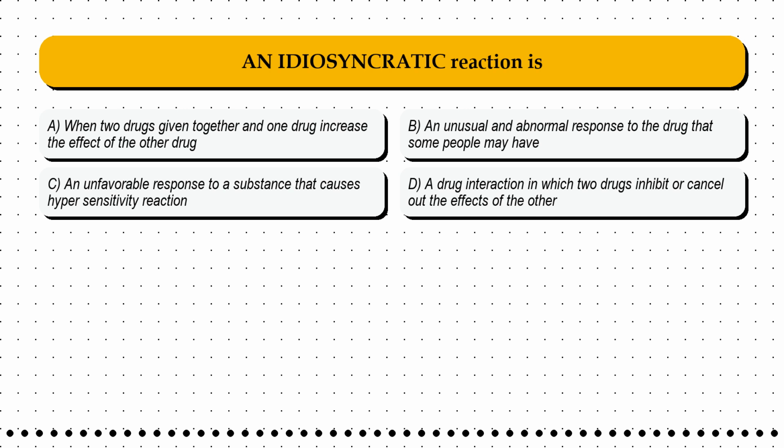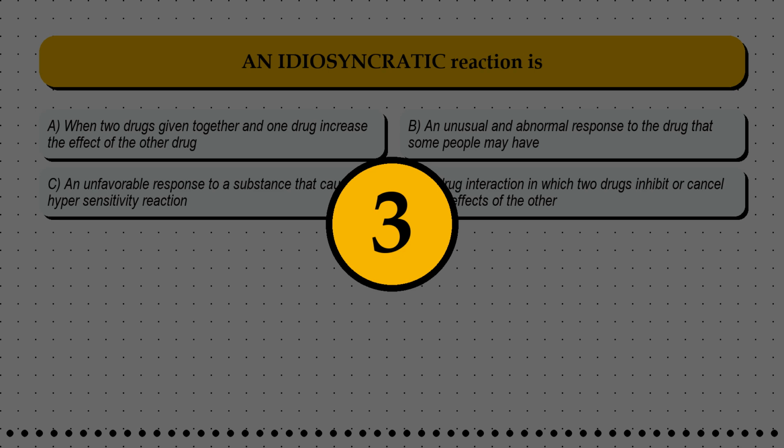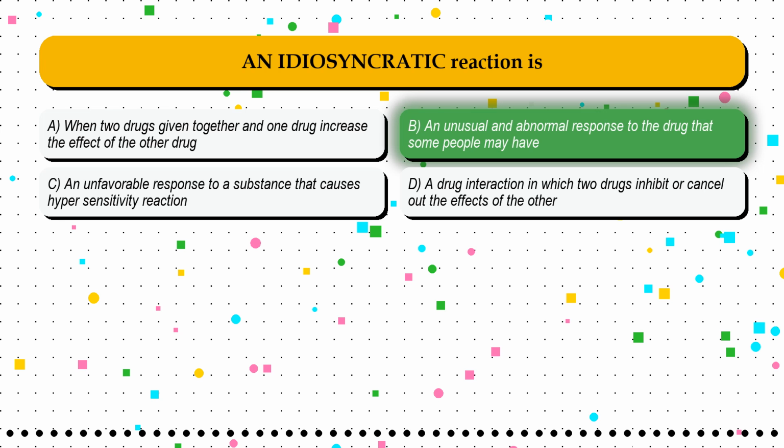the other drug. Option B, an unusual and abnormal response to the drug that some people may have. Option C, an unfavorable response to a substance that causes hypersensitivity reaction. Option D, a drug interaction in which two drugs inhibit or cancel out the effects of the other. The correct answer is option B, an unusual and abnormal response to the drug that some people may have.